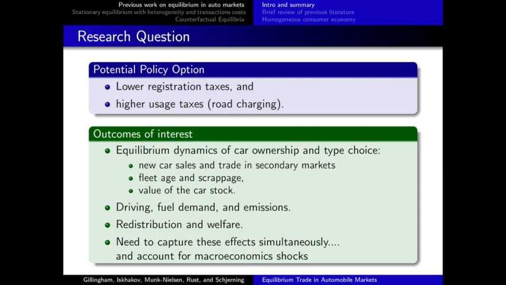So here's a research question. The overall broad research question, when you look at the picture of the cars and the prices and that business cycle, is how you can potentially reduce CO2 emissions and the contributions from the transport sector. So we want to look at a potential policy option that is about lowering the registration taxes and introducing higher usage taxes, such as road user charging or increased prices of gasoline.